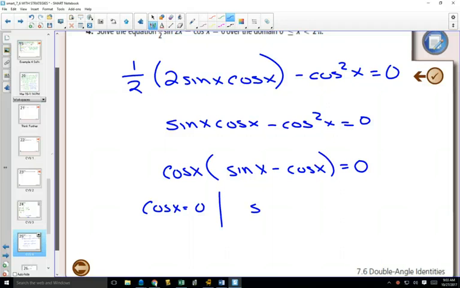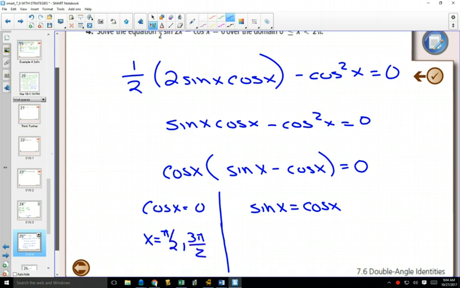And here, I would get sine x equal to cos x. Where is sine x equal? Well, let's do the easy one first. You guys are going right to the hard one right away. I know it's the fun part, but let's leave the fun for the end. Let's start with the boring part. Cos x equals 0. Pi over 2 and 3 pi over 2.